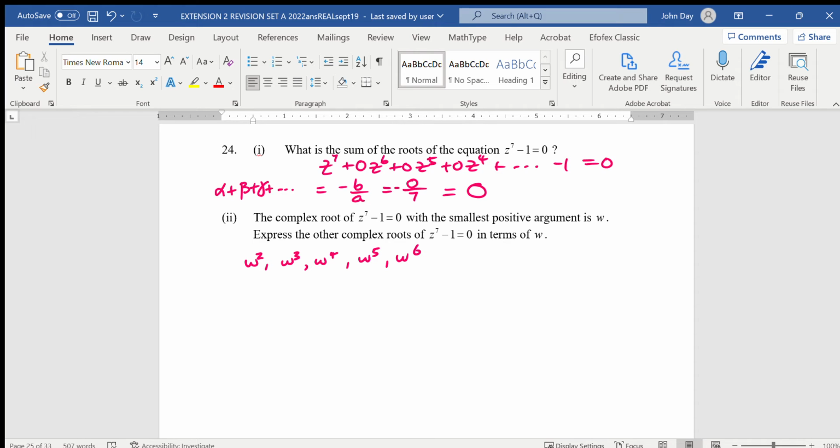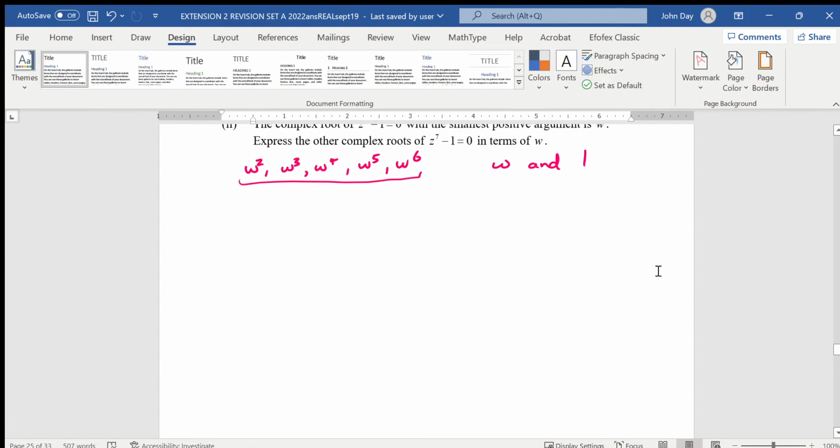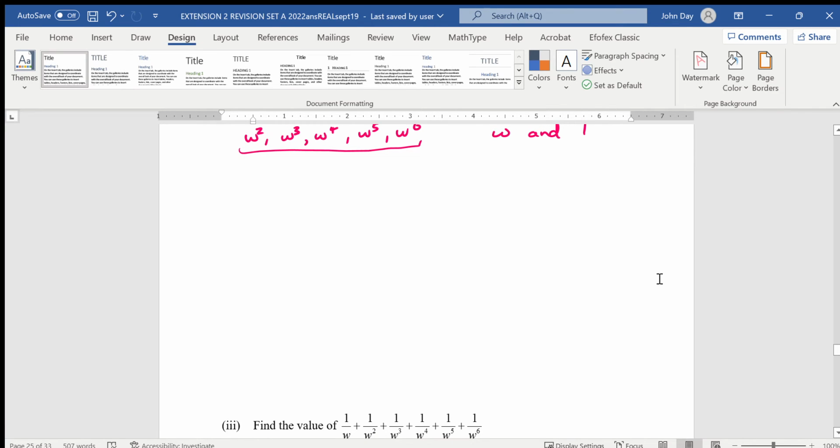I think what they're saying is you've got your w, and you've got all of those, and then of course you've got the 1, but the 1 is not a complex root, right? So that's the answer. Your w and 1 are your other 2 roots to make up your 7 seventh roots of unity that are solutions to the equation z^7 minus 1. But if you want to argue or explain how you get that, what might you say?